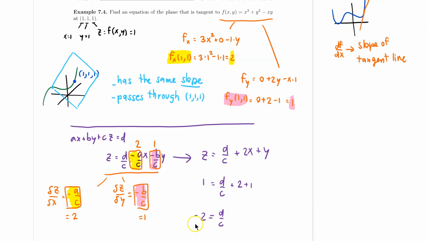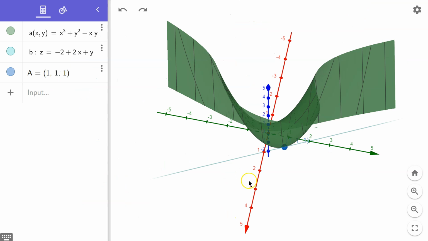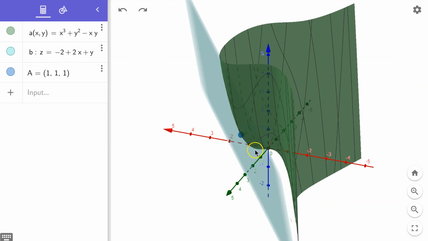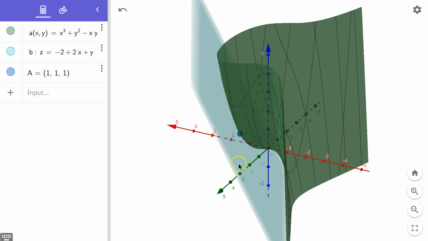So if I plug this back into my equation, what I'm going to get is that the equation for my plane is going to be z equals negative 2 plus 2x plus y. And indeed, this is the equation of the plane that we have looked at earlier, negative 2 plus 2x plus y. So here is how we can find the equation of the tangent plane for the 3D function.